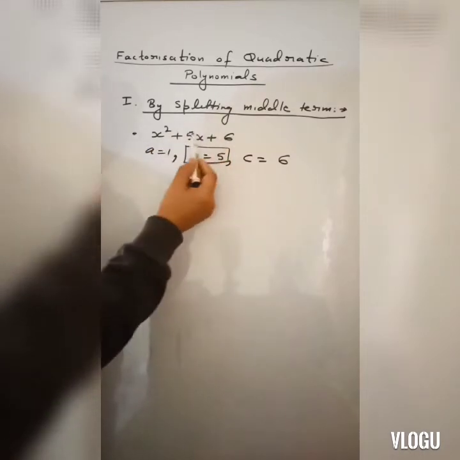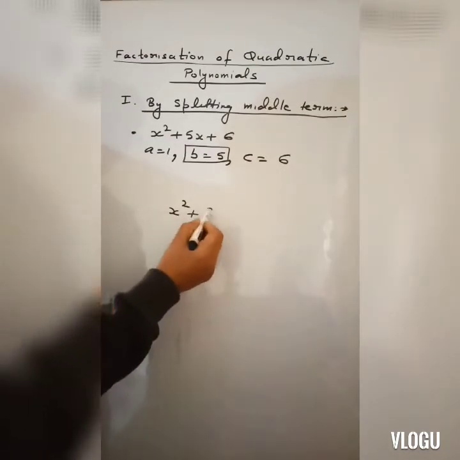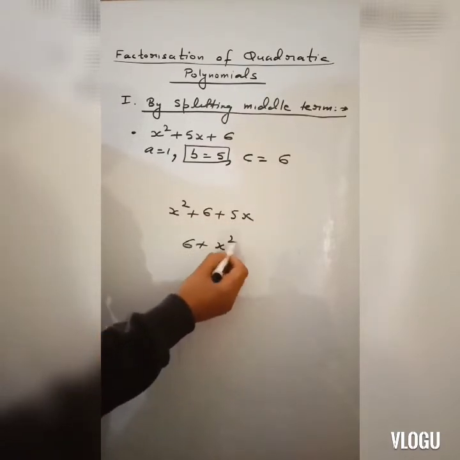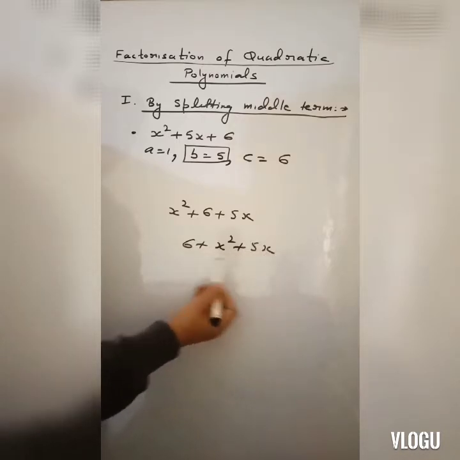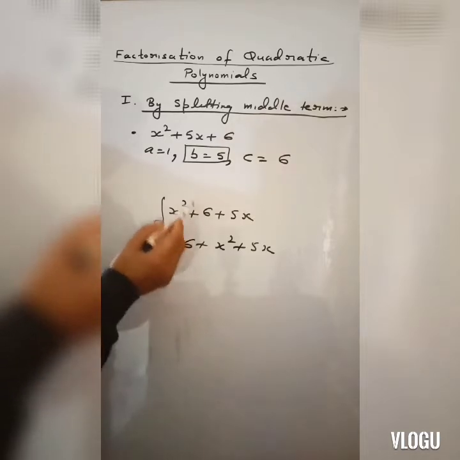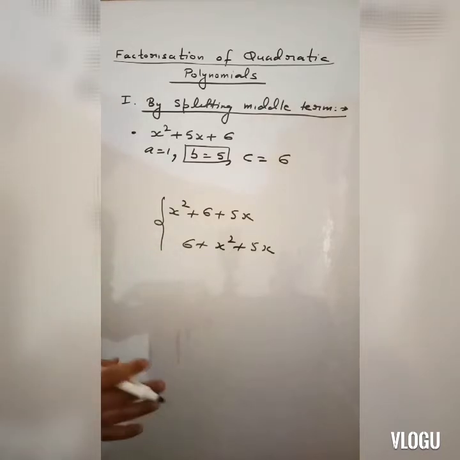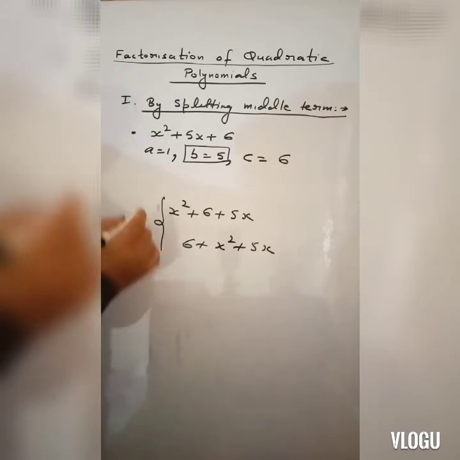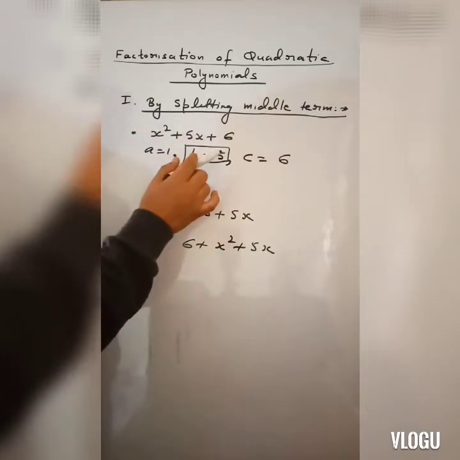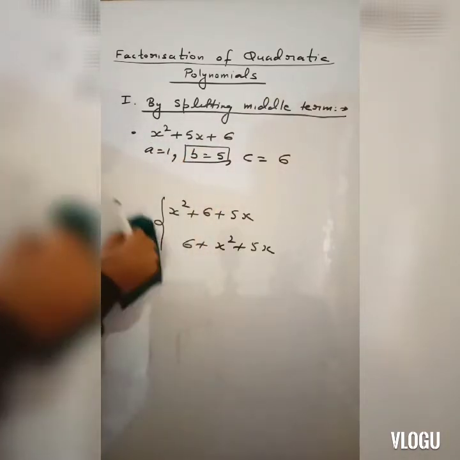Sometimes the examiner writes 6 at this place, 5x at this place, or x square at this place. It can be like this also: x square plus 6 plus 5x. Then you have to make it in standard form first. It can be like this, 6 plus x square plus 5x. Then you can see these are not in standard form. So to factorize a quadratic polynomial, first of all, write these polynomials in standard form. So you should know first what the standard form of a quadratic polynomial is. It means your terms should be in decreasing order of powers. At first place, the term should have the highest power, then the next, then the next, right?